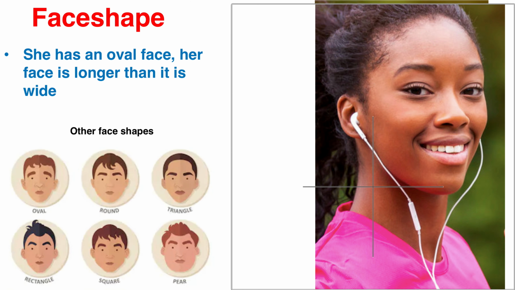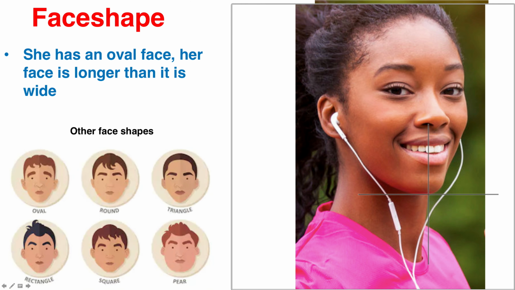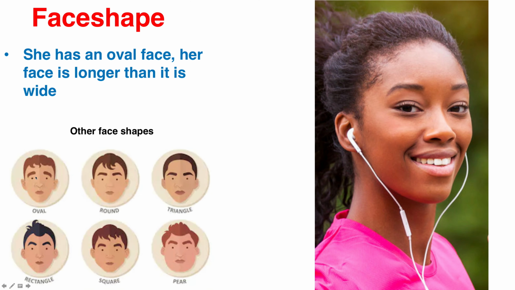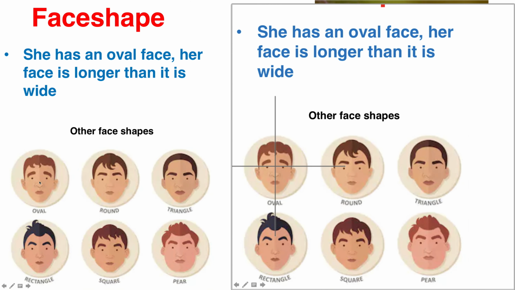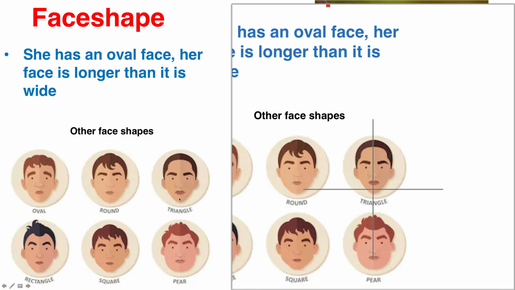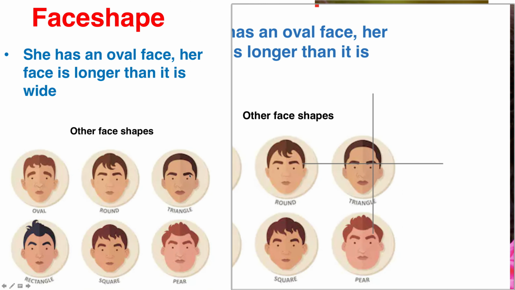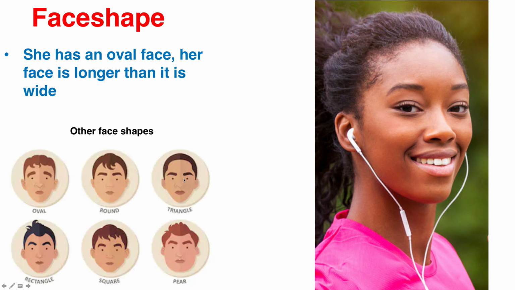Her face shape. This one's pretty easy. So her face is longer from here to here than it is from here to here. And that means that she has an oval-shaped face, or roughly like this. So longer from here to here, shorter from here to here, versus a round face, where the distances from here to here and here to here are roughly even, versus like a triangular face. And former President Barack Obama was famous for his triangle-shaped head. But her face is oval-shaped.